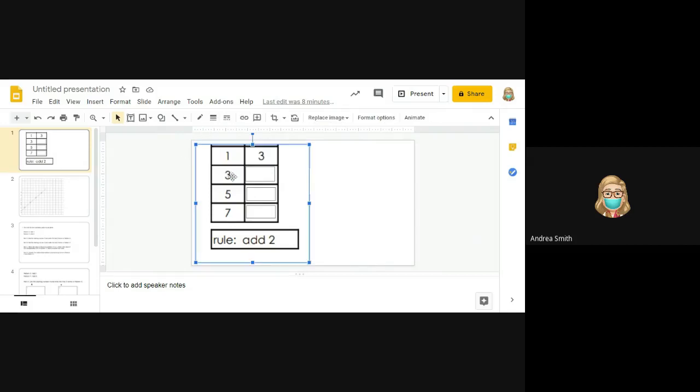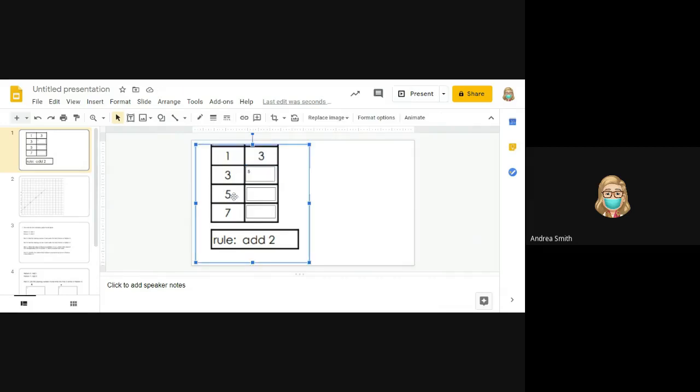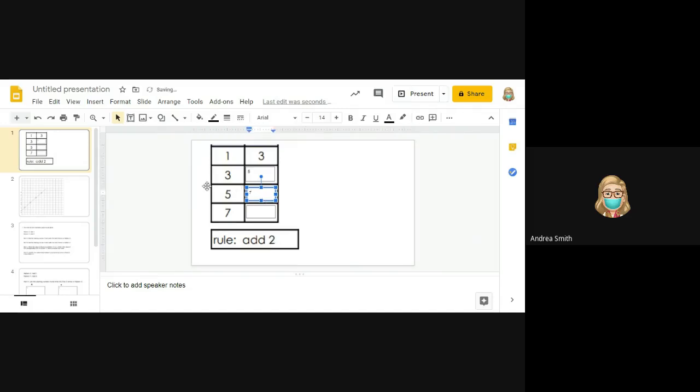Let's go to the next number, 3. We add the same rule to this one, and we say our rule is to add 2. So our next number over here, 3 plus 2, is going to be 5. Let's go down to the next number, 5. If we go down here to our 5 and our rule is to add 2, then our next number is going to be 5 plus 2 equals 7.